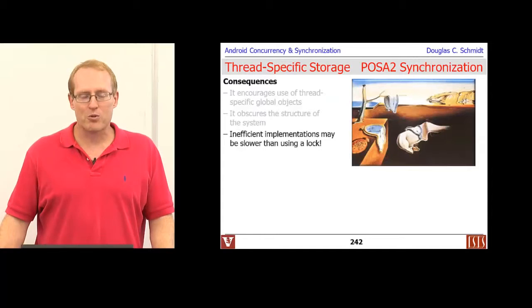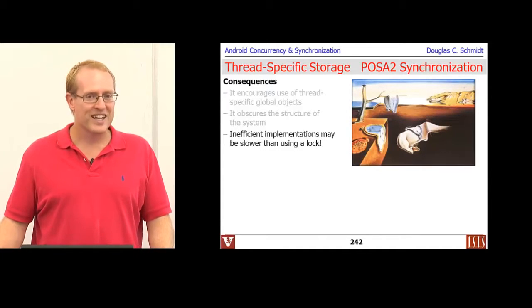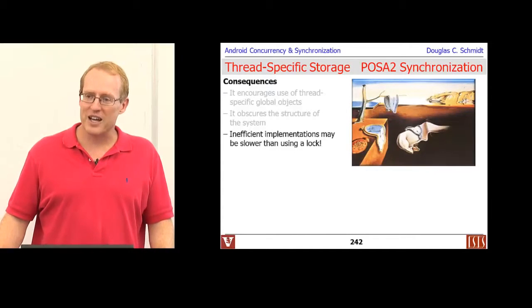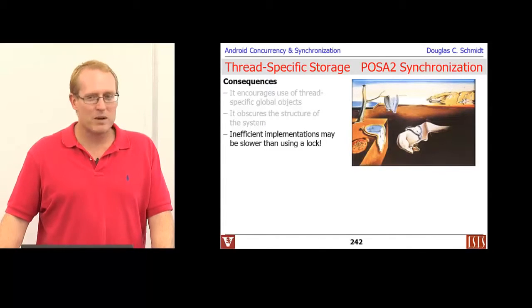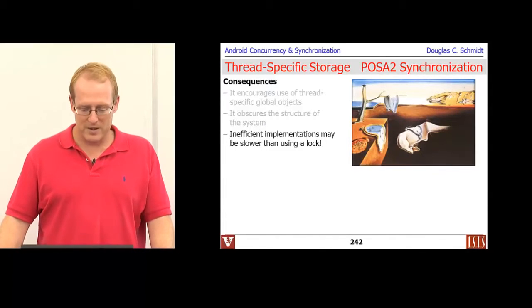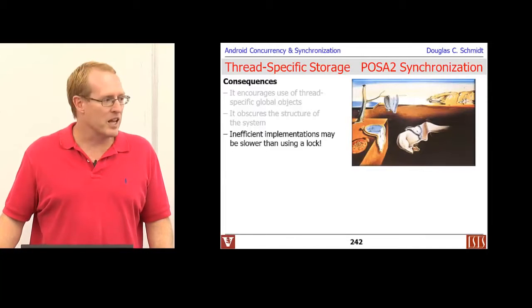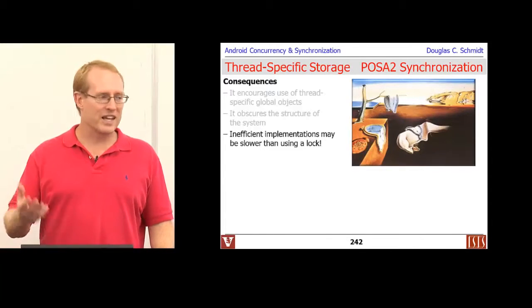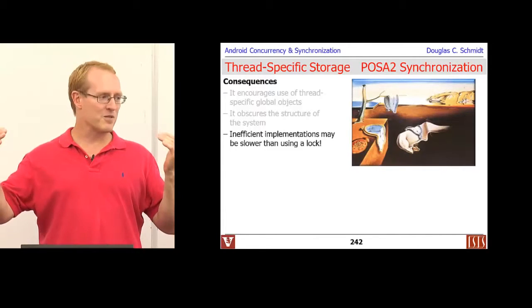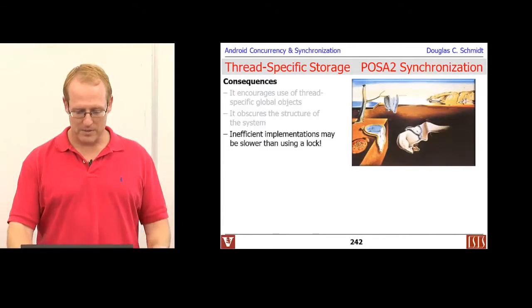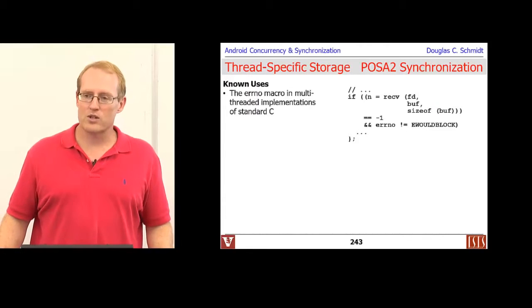And of course, if you have a really inefficient implementation of looking up your thread-specific objects, then it might not actually be any better than grabbing a lock, although it might scale better if you had lots and lots of threads. So that's an implementation consideration. But if you have really inefficient things like linear search through the list of thread-specific objects, that could slow you down quite a bit. OK, so there's a bunch of known uses.